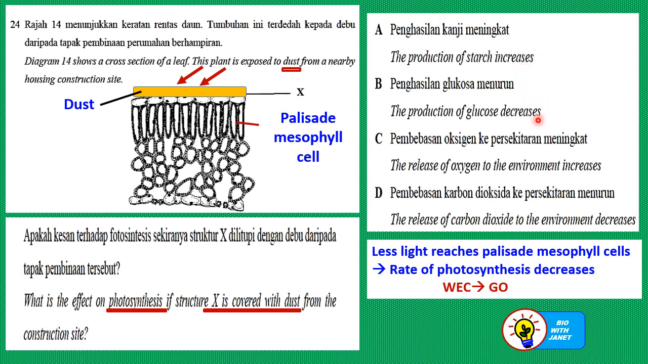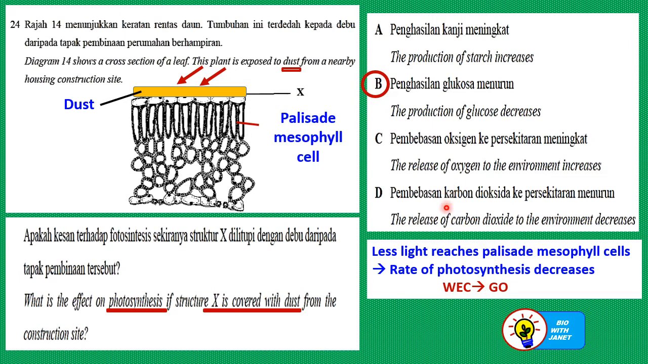The production of glucose decreases. Is that correct? Yes, because glucose is a product of photosynthesis. Now the rate of photosynthesis has decreased, so production of glucose decreases. This is our answer. Okay, now let's look at C.